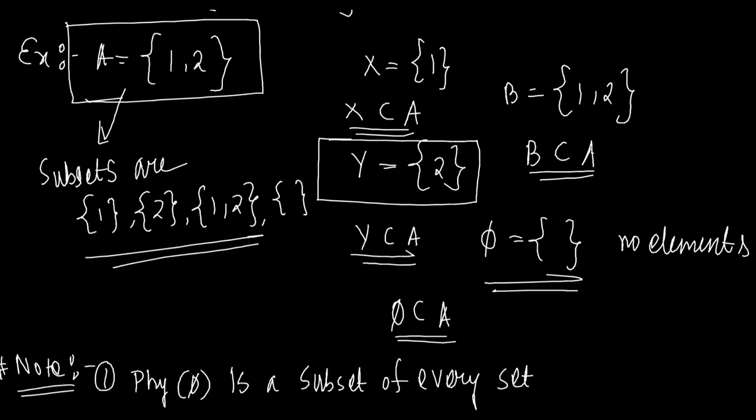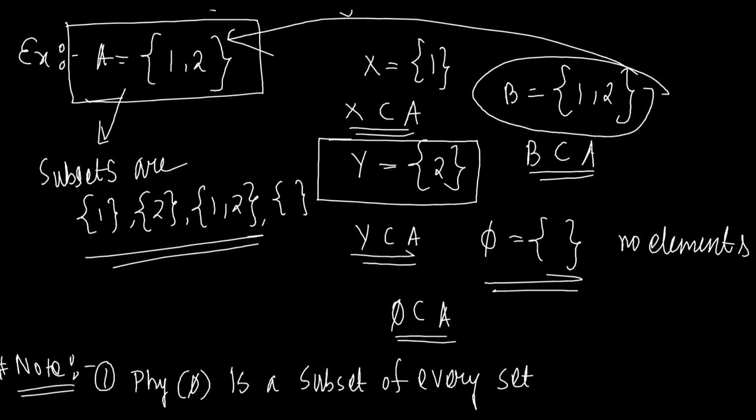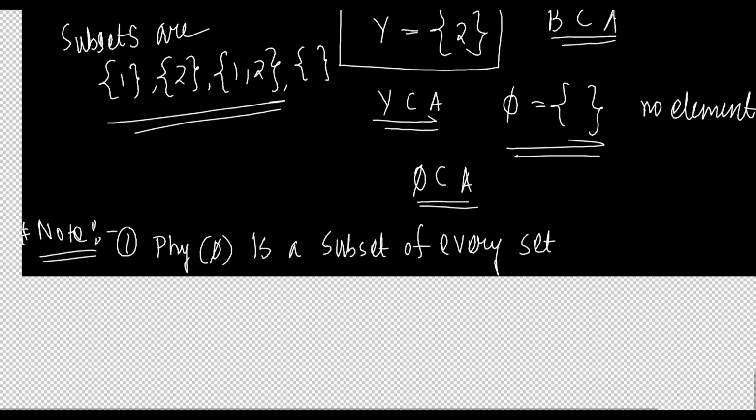Why? Because all the elements, if we take another set having 1 comma 2, all the elements in that set are actually this 1 and 2. So we can say that all the elements of this set are present inside A. So also 1 comma 2 is a subset of 1 comma 2. That is, every set is a subset of itself. Okay, so I think you have understood.